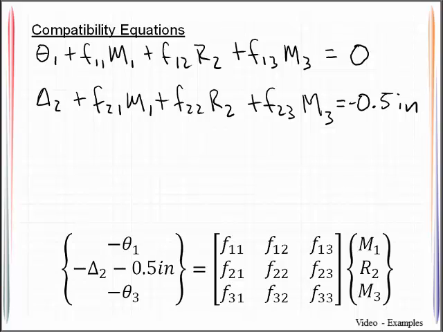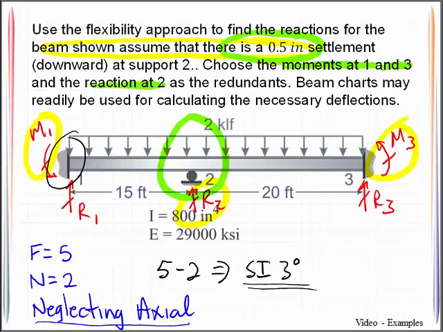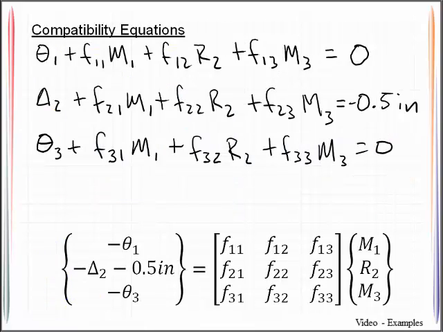For the location of the third support, I can go ahead and get that compatibility equation put together. You will notice that that is equal to 0 in that particular case, because in the real structure, the rotation there is indeed 0. I can then take these expressions and write them in matrix form.